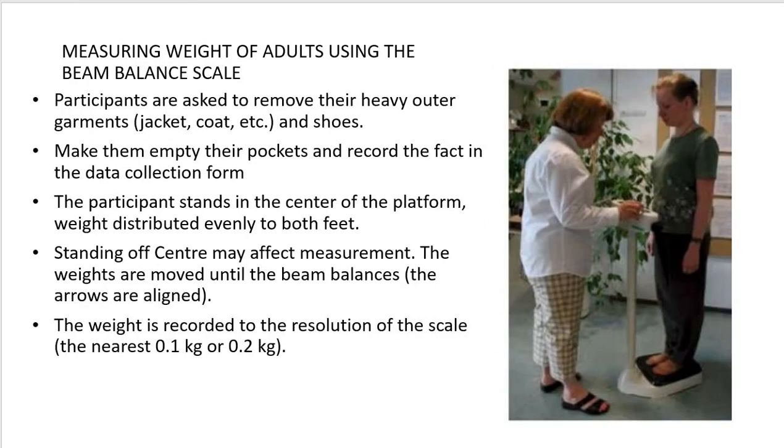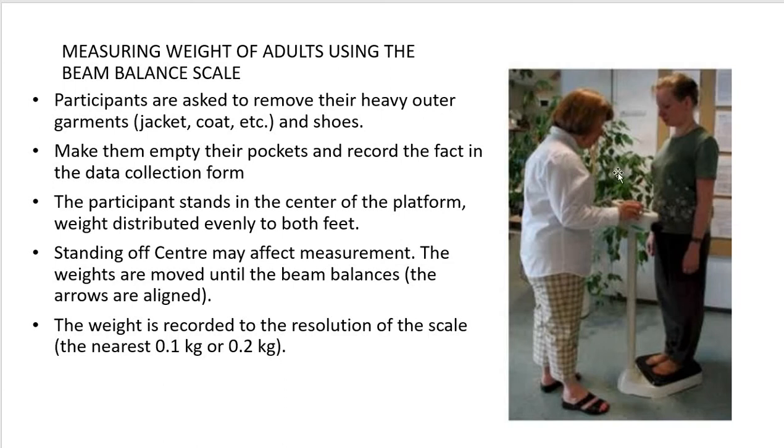Okay. Then how is the weight measurement taken for adults, measuring the weight of adults using the beam balance scale. Here, participants are asked to remove their heavy outer garments. Means the person whose weight is being taken has to remove outer heavy garments like jacket and coat, and remove his shoes and so on. Then make them empty their pockets and record the fact in the data collection form. Then the participant stands in the center of the platform with weight distributed evenly to both feet.